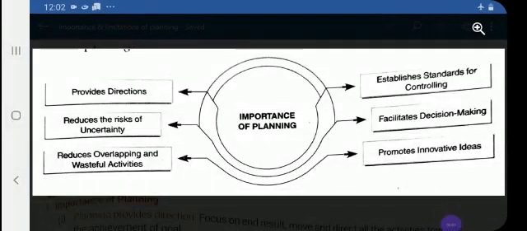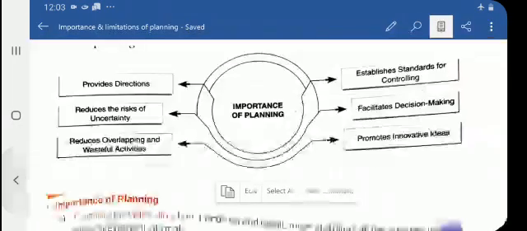Good morning students, let us discuss the next topic, importance of planning, from Chapter 4, Planning. These all are the points listed here. First, importance is it provides the directions. Second, it reduces the risk of uncertainty. Third, it reduces overlapping and wasteful activities. Fourth, promotes innovative ideas, facilitates decision making, and the last one, establishes the standards for controlling. These all are the 6 points relating to the importance of planning. Let us discuss in detail one by one.